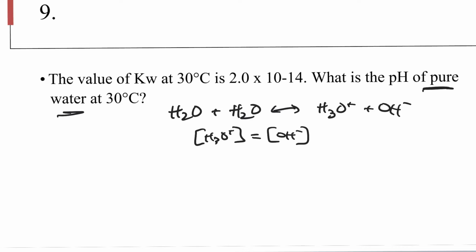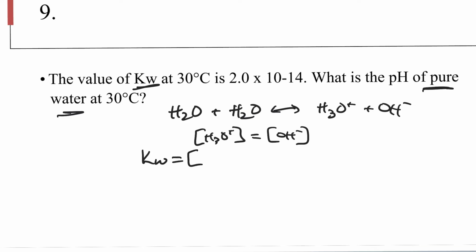And this only works out well this way for water because for every 2 water molecules that react, you're only going to make 1 hydronium and 1 hydroxide. It will never be a different number of each. And since it's Kw we're talking about, that's in equilibrium.